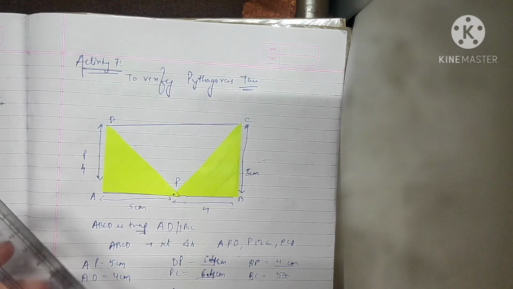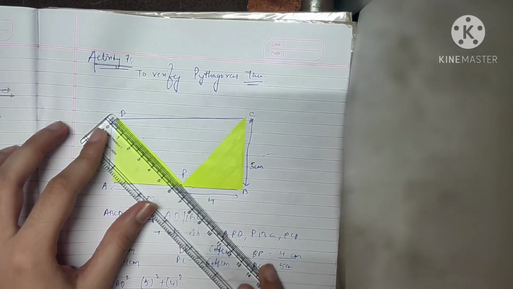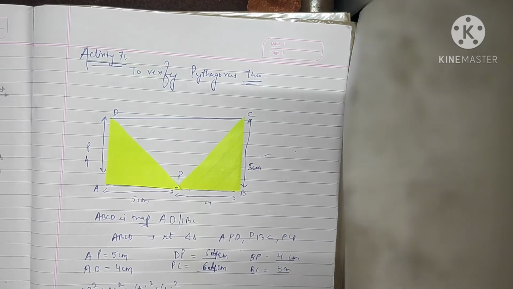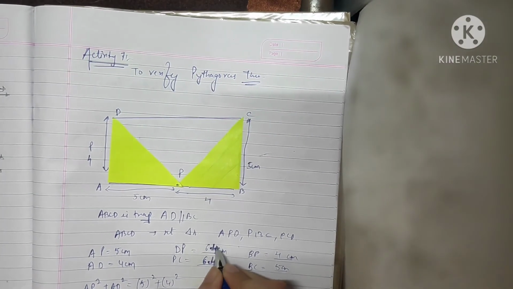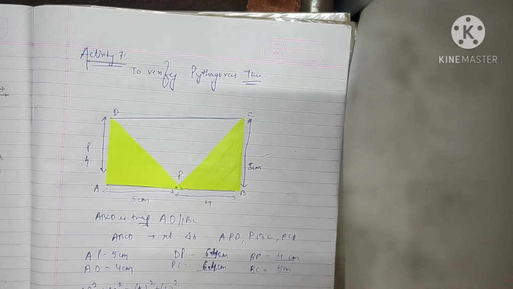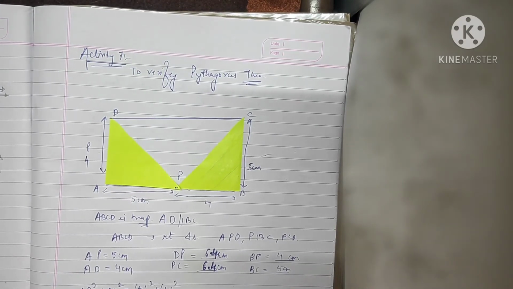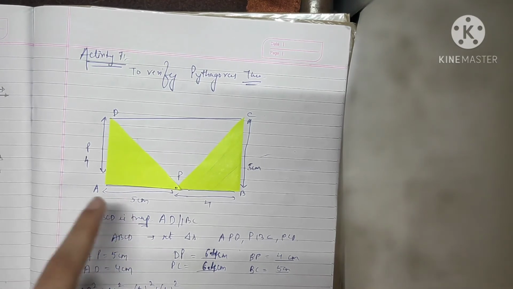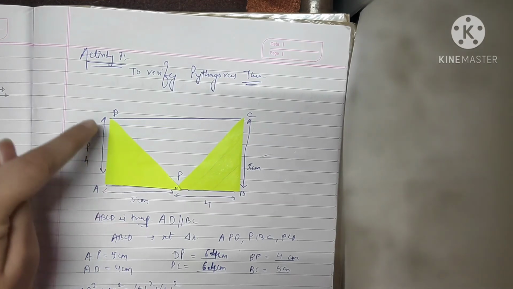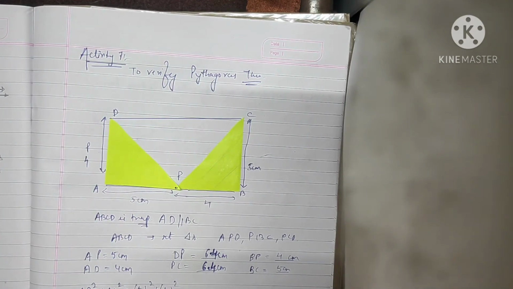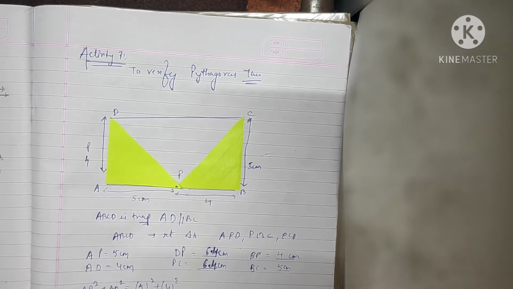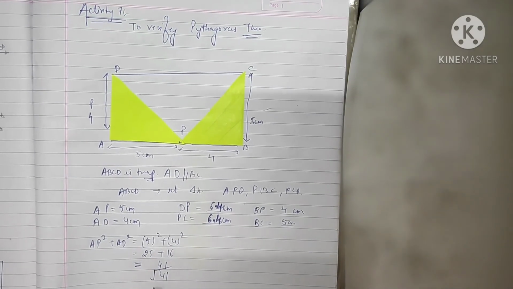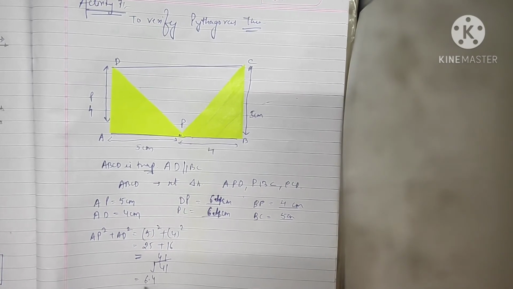I have measured my DP, this is 6.4, and similarly my PC 6.4 centimeter. Okay. Now to apply the Pythagoras theorem, first of all I'm picking out this triangle APD. I'm doing AP square plus AD square. Means 5 square plus 4 square, 25 plus 16, it's 41. Then I will do under root of 41. That value comes out to be 6.4 approximately.